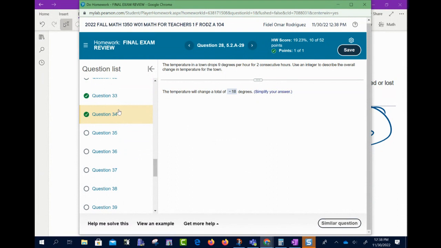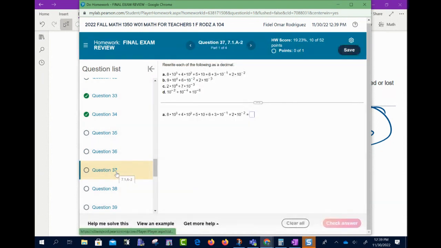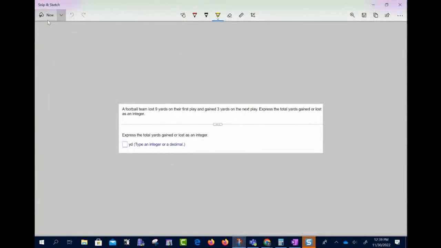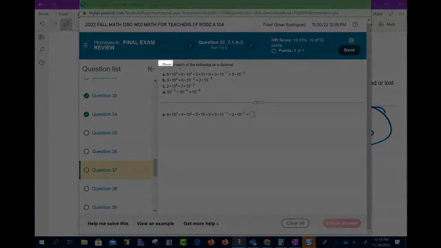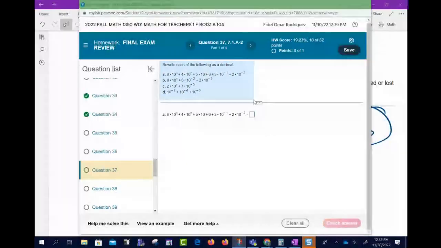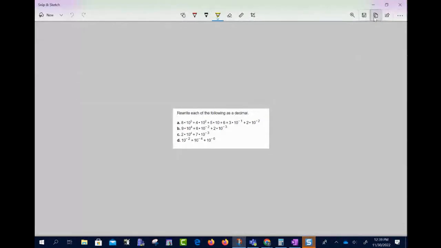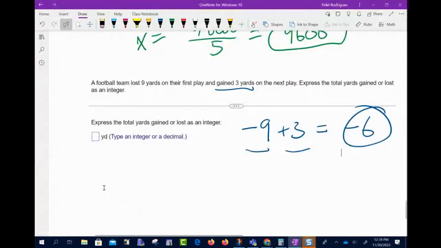Any other questions? I'm sorry, which one? 37. Let's take a look at 37. Okay, let me go ahead and copy this down so we can see if we can figure it out. And it says rewrite each of the following as a decimal. Okay, so let's see if we can do this here.